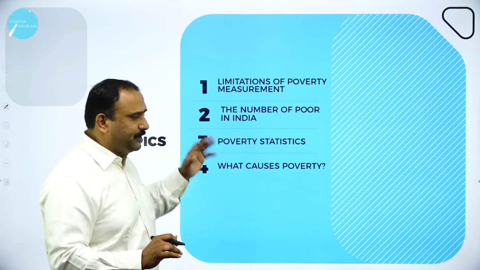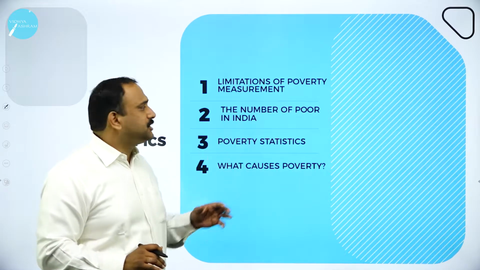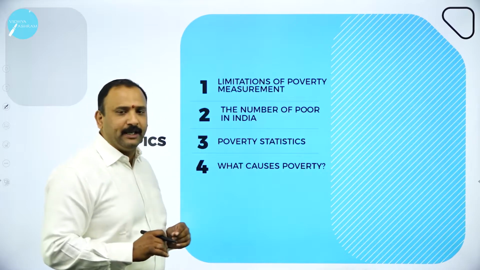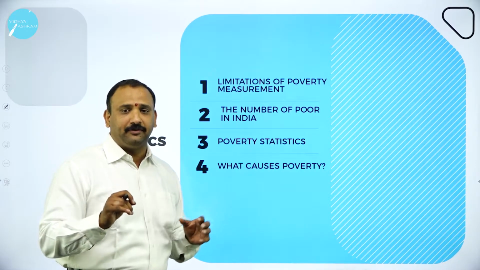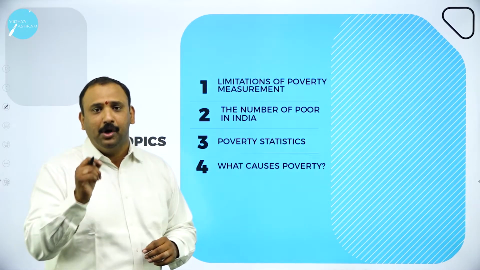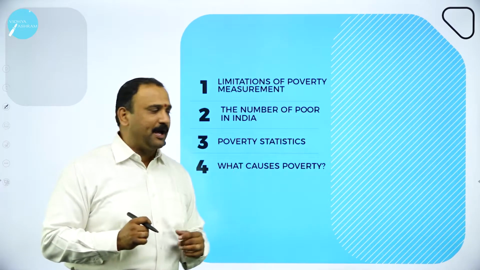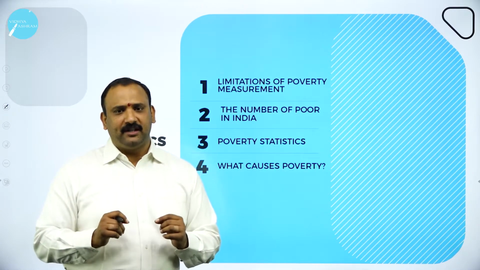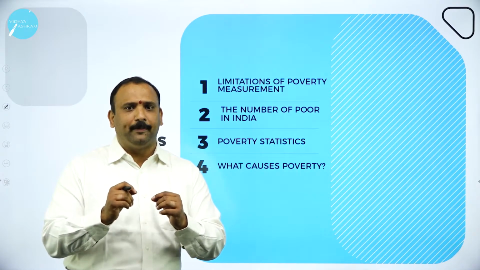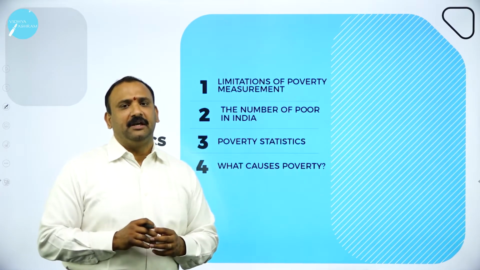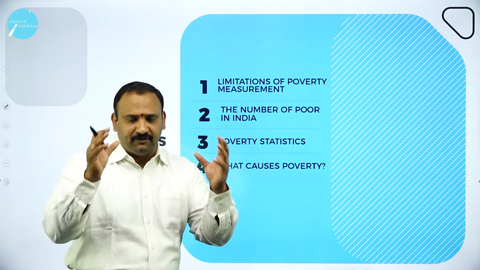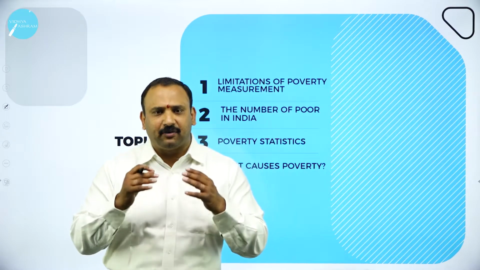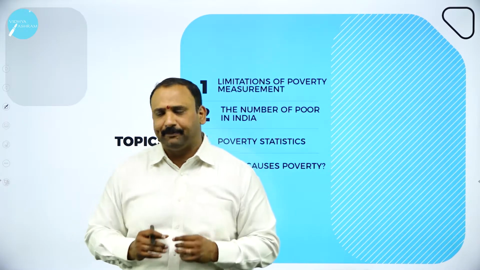These are the topics that we are going to cover: limitations of poverty measurement, the number of poor in India, poverty statistics. Quite interesting. Why? Because we also need to know how numbers really work in this matter, and what causes poverty. We have been trying to understand this, yet we would also try to bring in some of the measurements and the facts and figures all together. So with that, let's get into the session and try understanding the concept in depth.